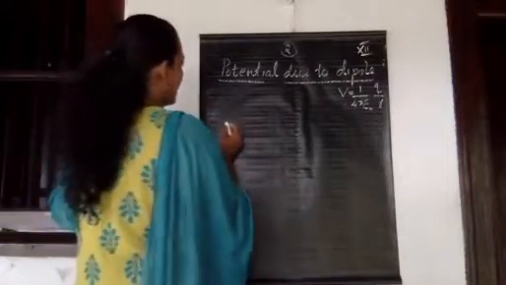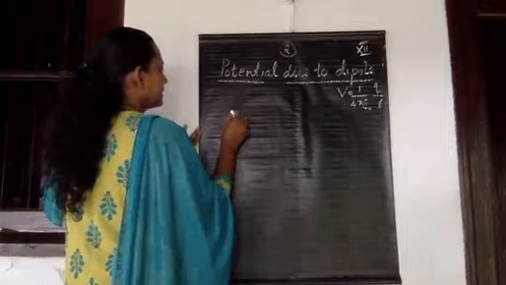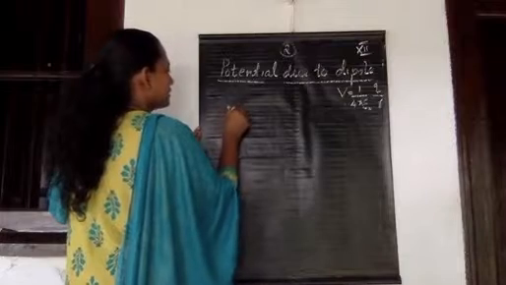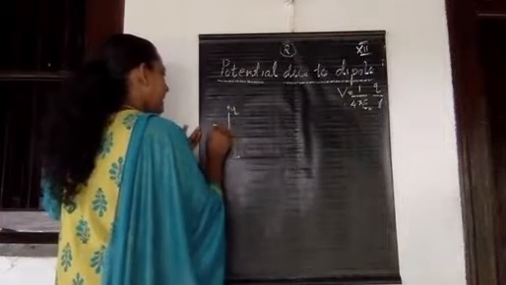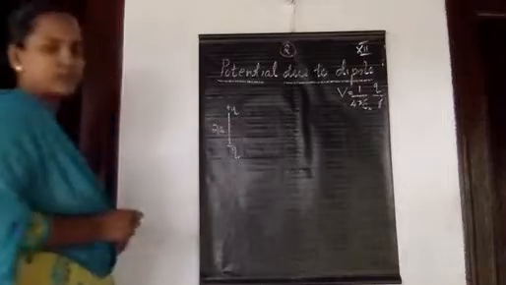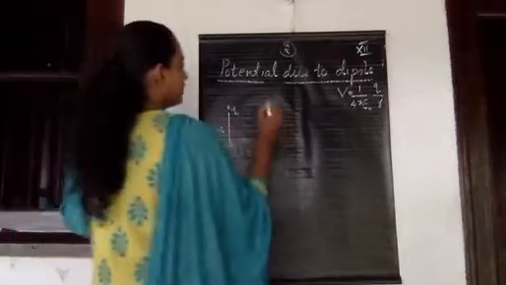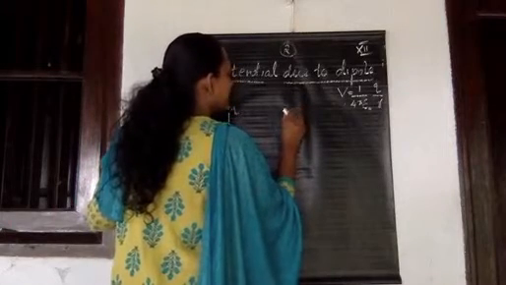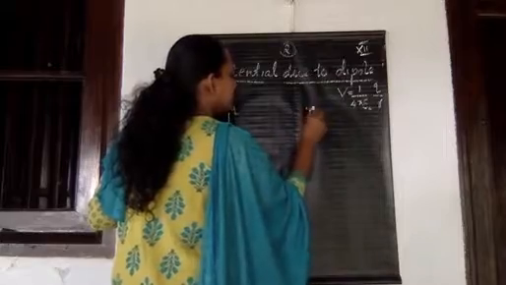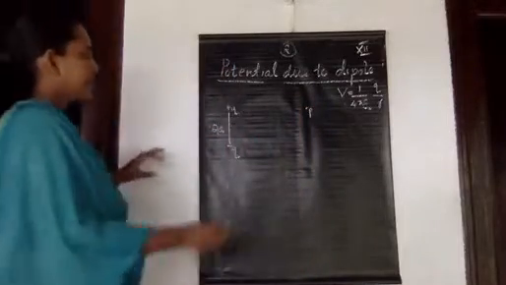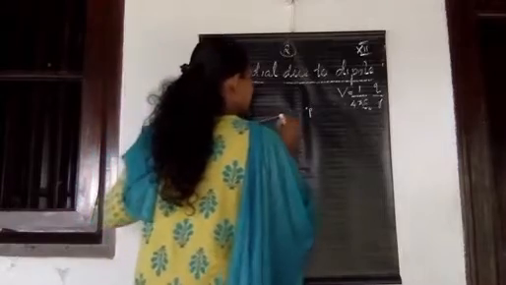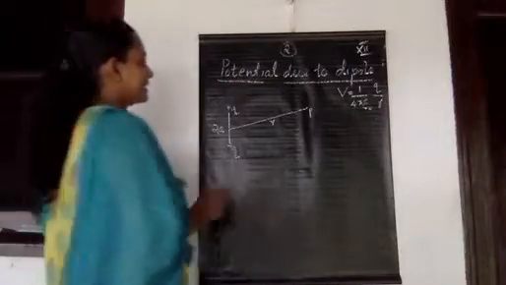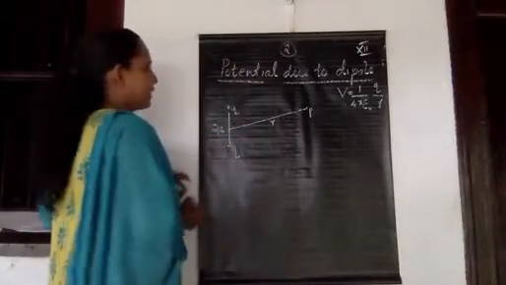So we can consider a dipole. A dipole means there is a plus Q and a minus Q charge separated by a distance, and that distance is the dipole length itself. And we want to find the electric potential at a point P. This point P is at a distance r away from the center of the dipole itself.